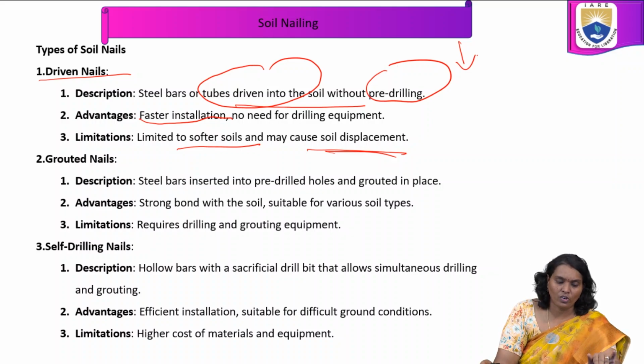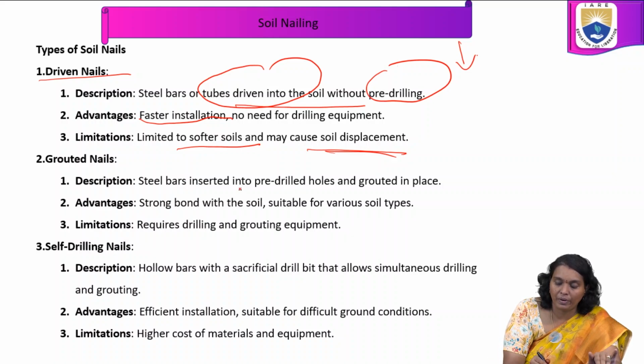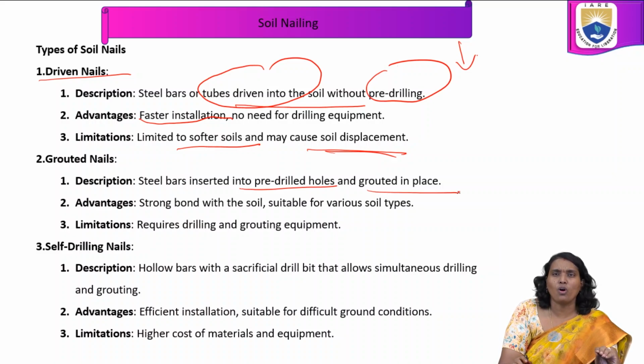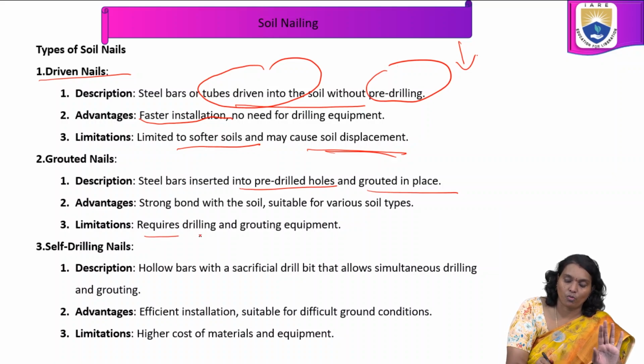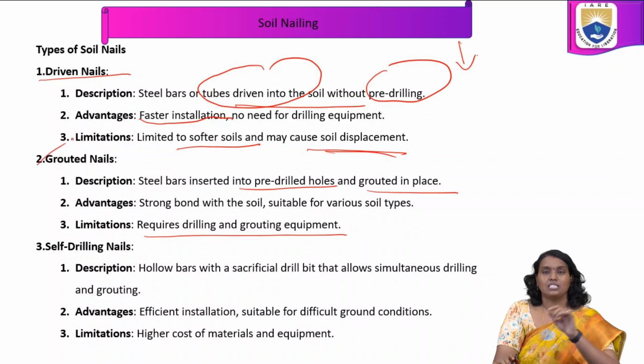Next, moving on to grouted nails. These steel bars are placed into pre-drilled holes and grouted in place. They give a strong bond with the soil and are suitable for all soil types, but require drilling and grouting equipment. This is the grouted nail.